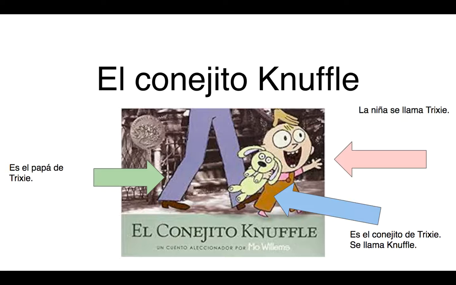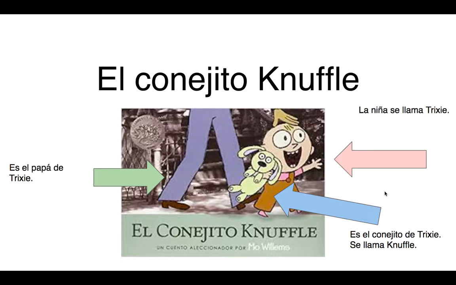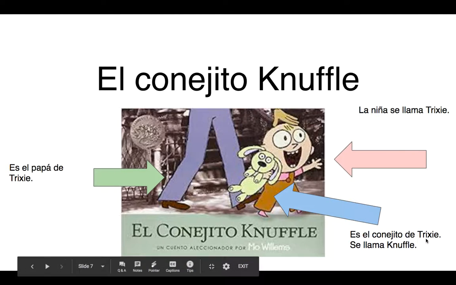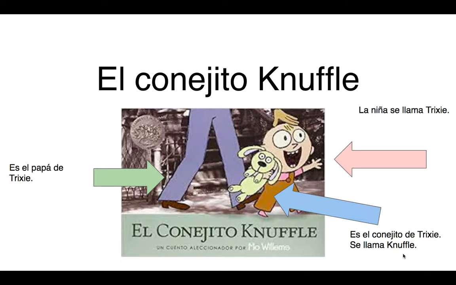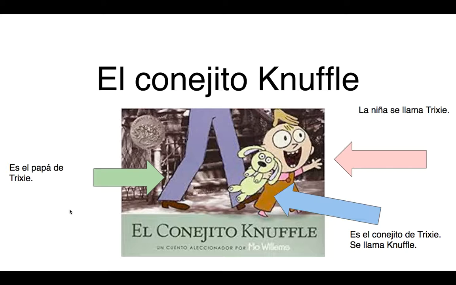El conejito Nuffle is a little story, un cuento de niños, o un cuento infantil, that we're going to look at next week. And I've basically taken a library book and put it in the present tense so that we can talk about some of these stem changing verbs in a context, so we can practice. En este cuento hay una niña, una chica, es una bebé, pero puede caminar, entonces es una niña, se llama Trixie. Y aquí tiene un conejo o un conejito. Y es muy especial para ella. Es el conejito de Trixie y se llama Nuffle o Knuffle, si quieres decirlo en español. Ok, y no podemos ver toda la figura aquí, pero es el papá de Trixie.